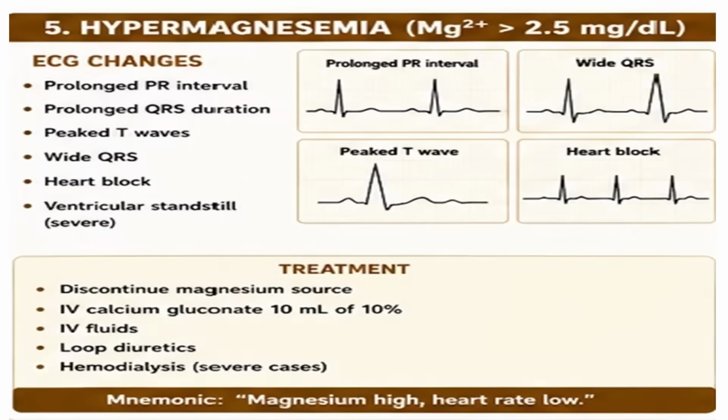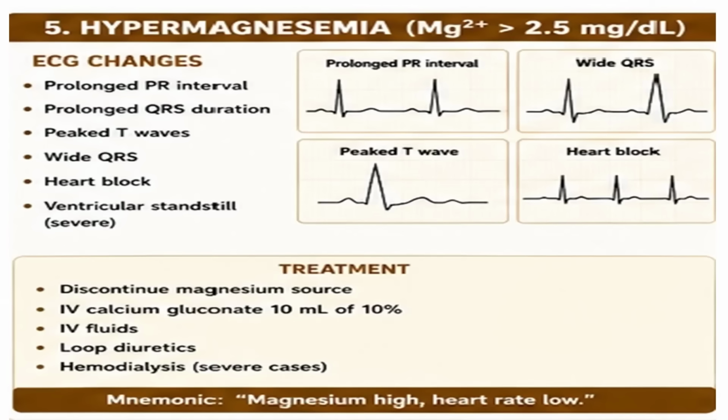Excessive magnesium slows electrical conduction in the heart. ECG findings include prolonged PR interval, widened QRS complexes, heart block, and severe bradycardia. In advanced cases, cardiac arrest may occur. Think of it as: high magnesium slows everything.